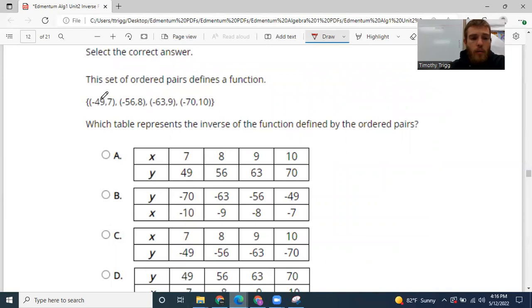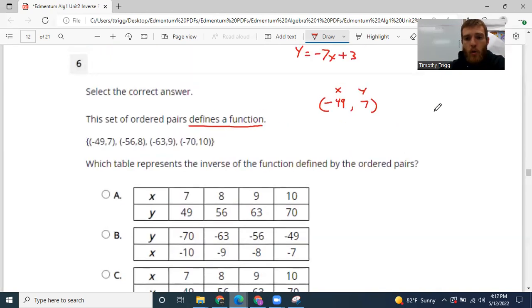All right, so for this one, they give you some coordinate points. These points define a function. Now, if this is a coordinate point on f of x, so one coordinate point they have is negative 49, 7. Right, this is the x and this is the y. Then what would be a coordinate point on the inverse? Well, for the inverse then, it would have 7, negative 49.